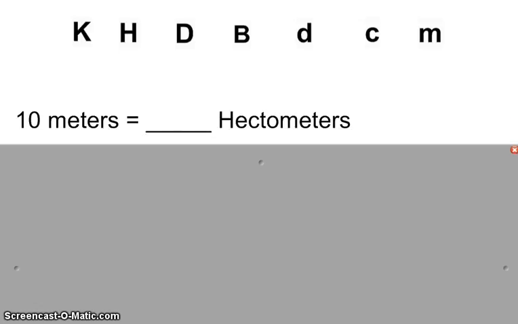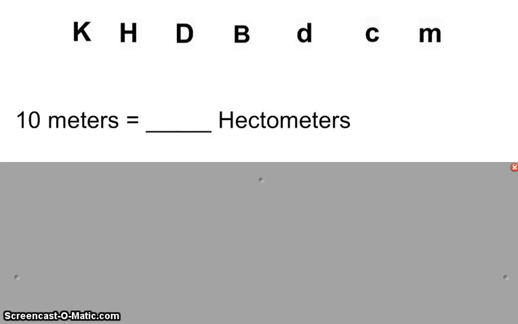All right, in these examples, we start out with King Henry died by drinking chocolate milk. Space them out so you can mess with them. All right, in our first problem, we see that 10 meters needs to be converted to hectometers. Notice the base unit is the same, but here we see we're moving to hecto. So the first thing I'm going to do is say, am I going from a small unit to a large unit or a large unit to a small unit?